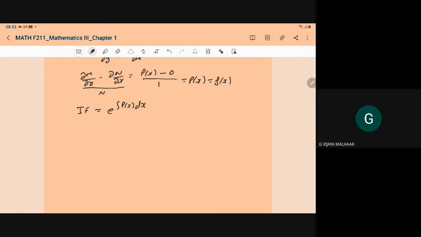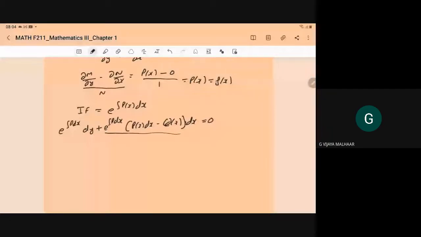In general, we write f(x) dx, so f(x) is what? It is p(x). So p(x) dx. So what is the form? dy plus (p(x)y minus q(x)) dx is equal to 0. We multiply the integrating factor into this to make it exact. So e to power integral p dx, e to power integral p dx. Now this is your updated M, and this is your updated N.